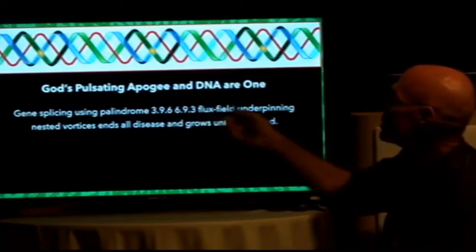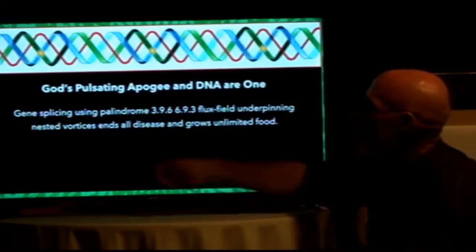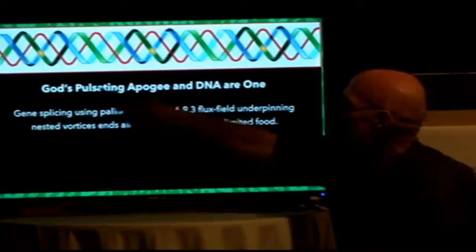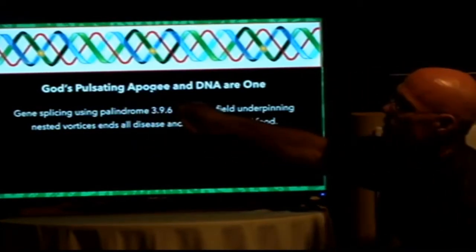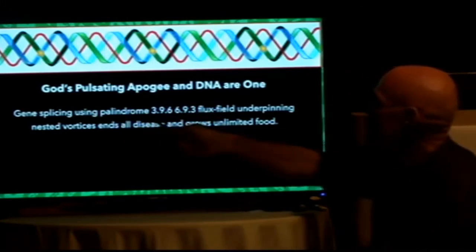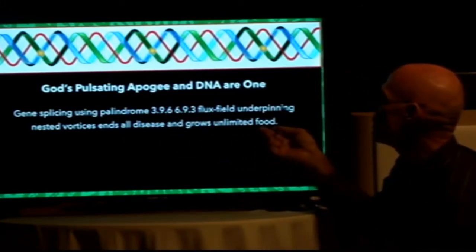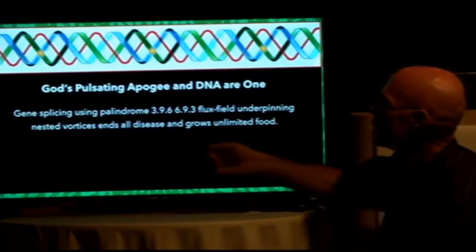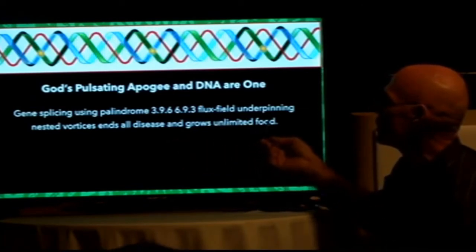God's pulsating apogee and DNA are one. Gene splicing. I probably would change that to God's. Anyway. Gene splicing using polydrone 396693, flux field should be cap. Underpinning nested vortices ends all disease and grows unlimited food.